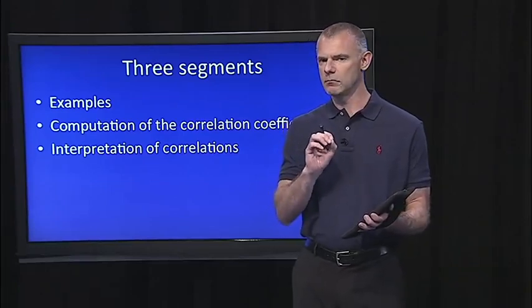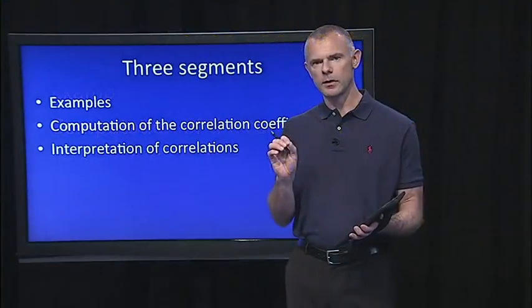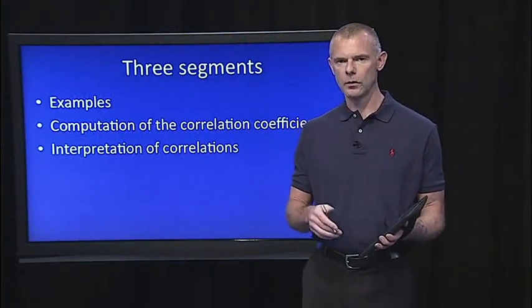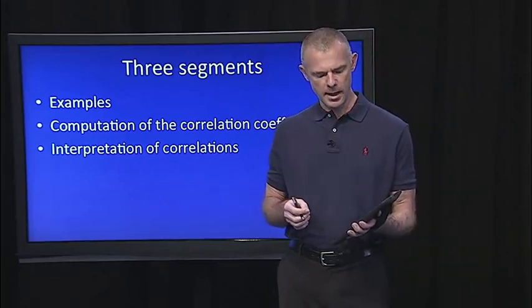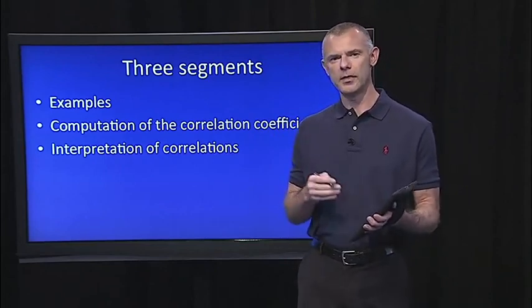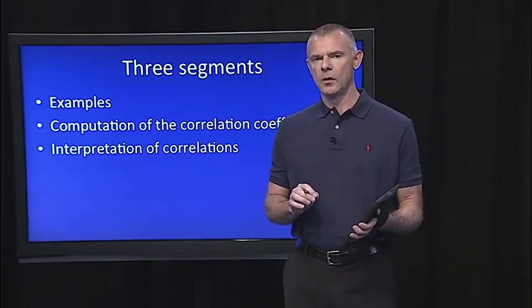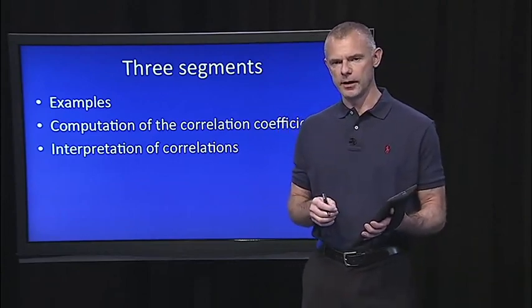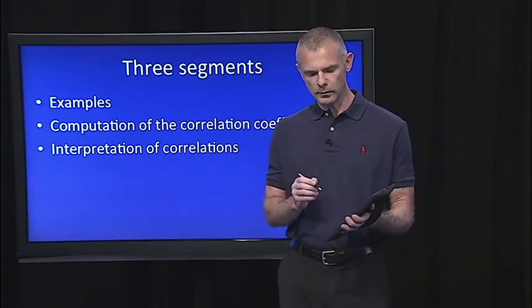I'll start with just some examples of correlations, so you get a feel for what correlations can do, what they're used for. And then in the second segment, we'll take a more mathematical approach. We'll go through the actual computation of the correlation coefficient. And then in the third segment, we'll step back, take a more conceptual view, and think about how correlations are interpreted. And there you'll see why and how they've generated controversy in some places, especially in the social sciences. So let's start with segment 1.